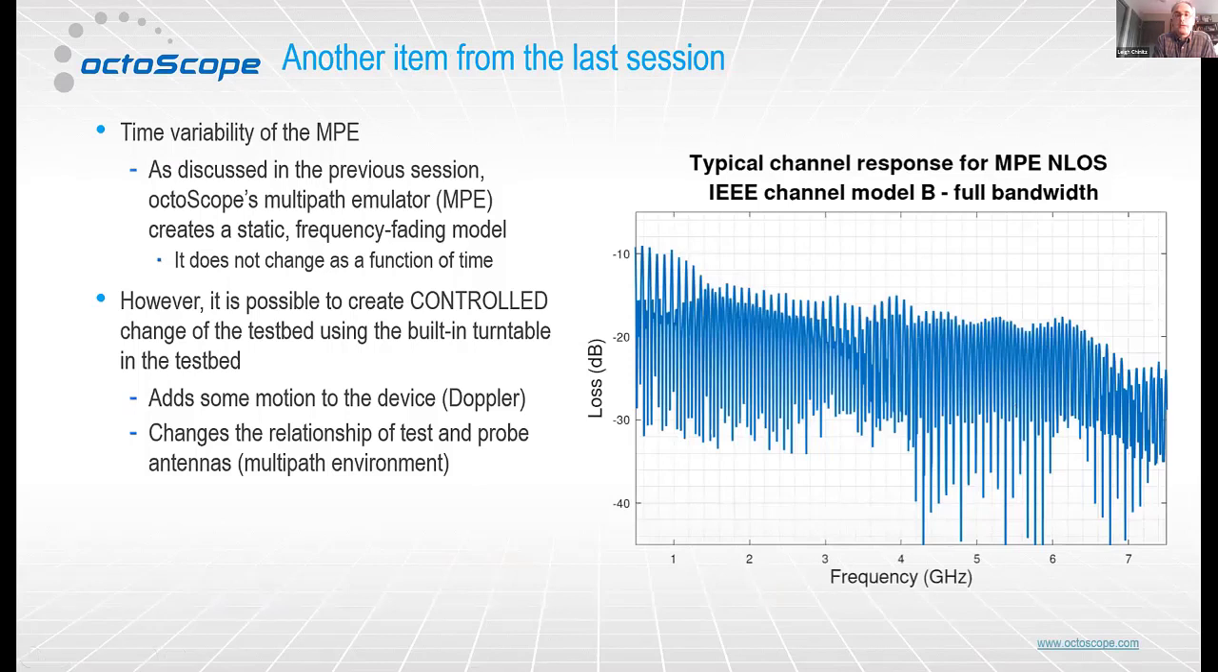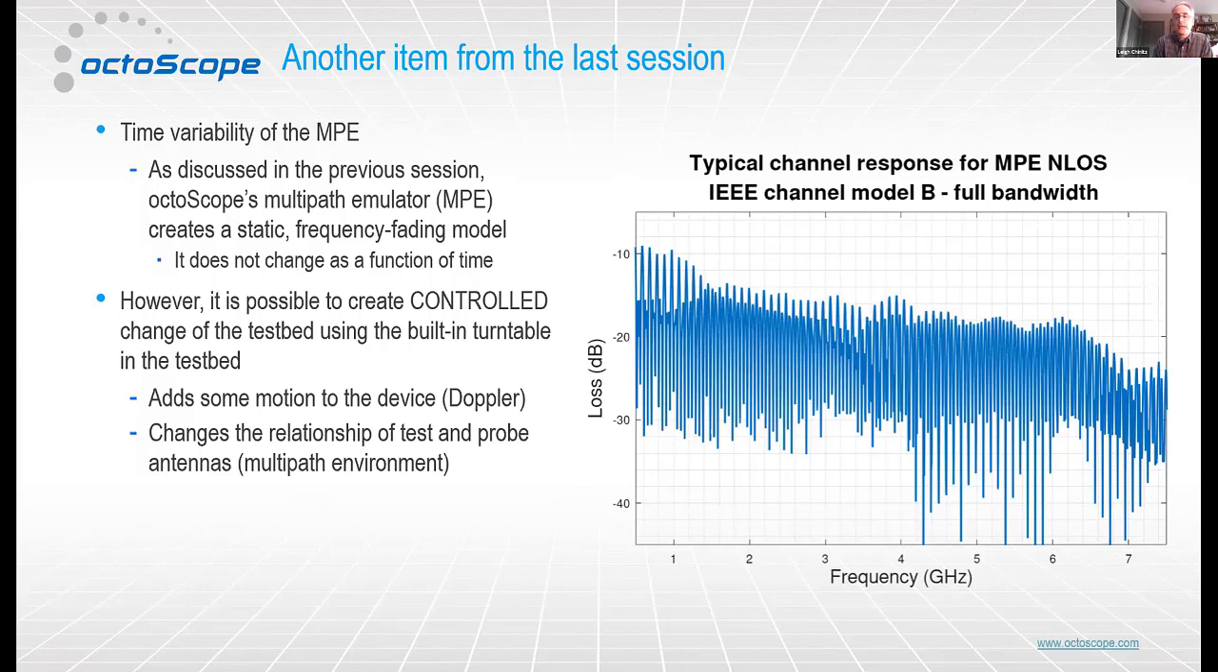Another question we had last week related to the MPE was around the time variability aspect. There was a question about whether or not it did vary over time, and we answered that it does not. It's a static frequency fading channel that's shown here in the picture on the right. But it is possible to cause some degree of time variation by using elements of the test bed that actually can allow things to move a bit.